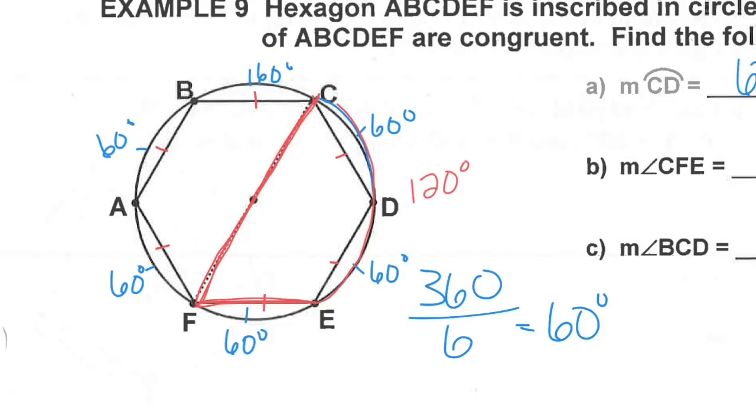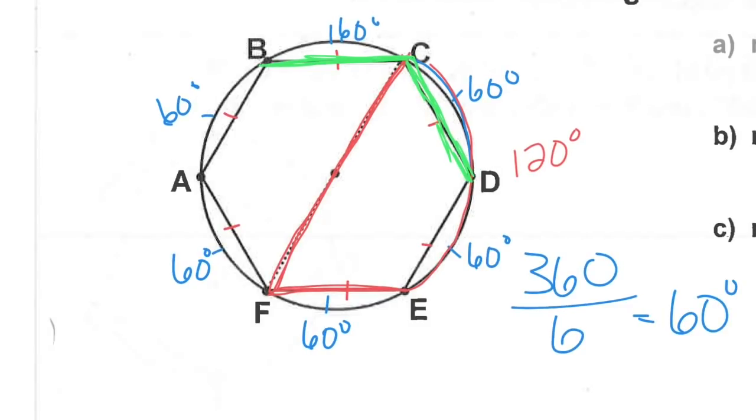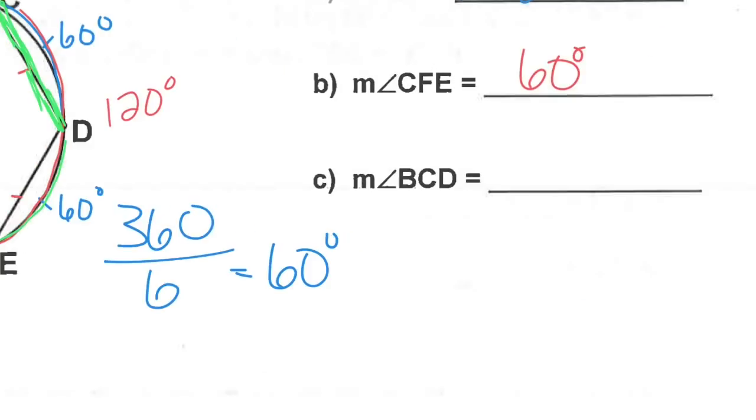And then the last one, it says angle BCD. So that's a pretty wide angle. It is an inscribed angle, and it breaks off this whole arc right here. Well, if I add all those up, I get 240 degrees from those 60s, but since it's inscribed, it's half of that. I get 120 degrees.